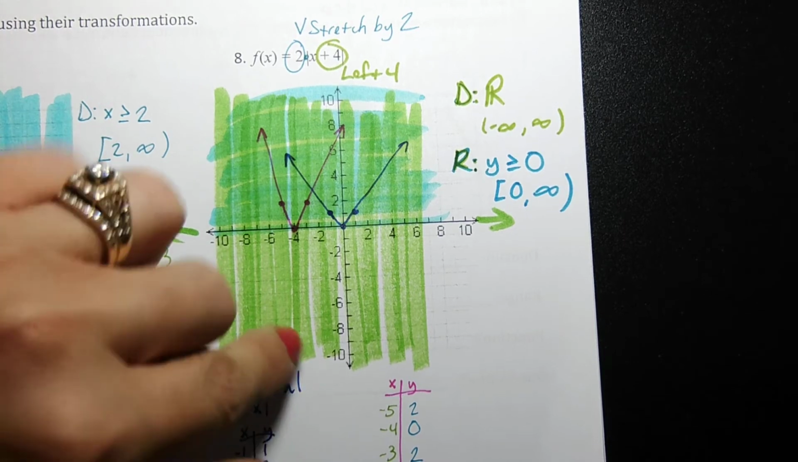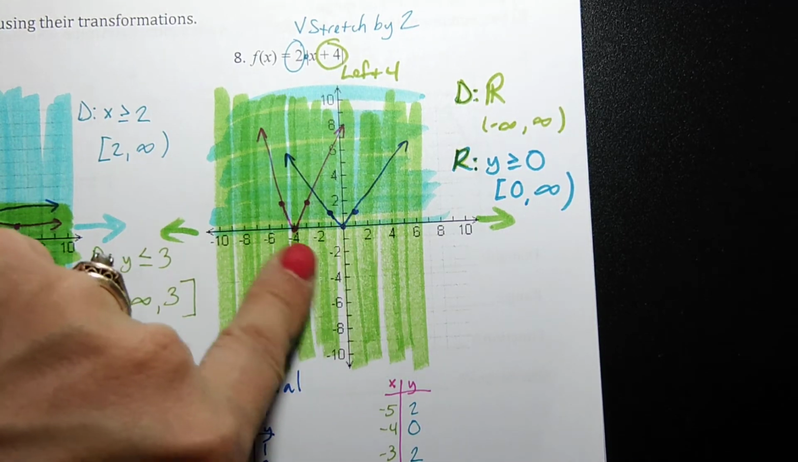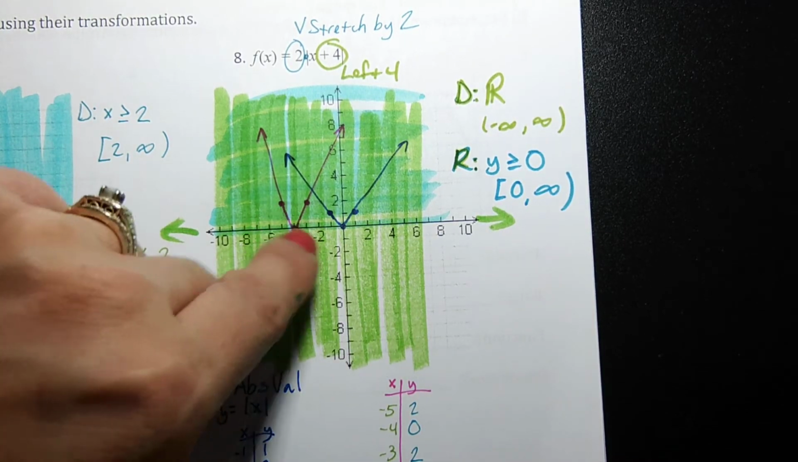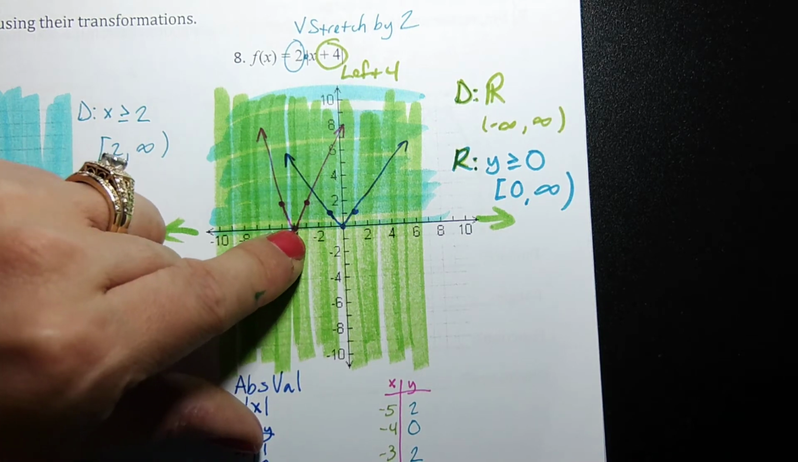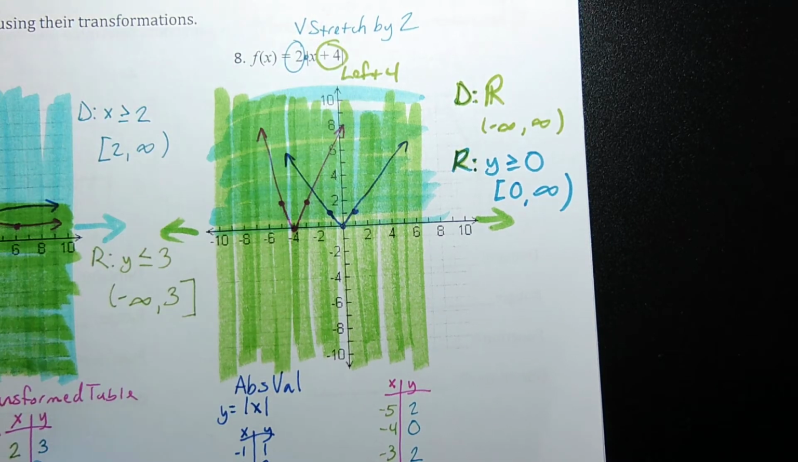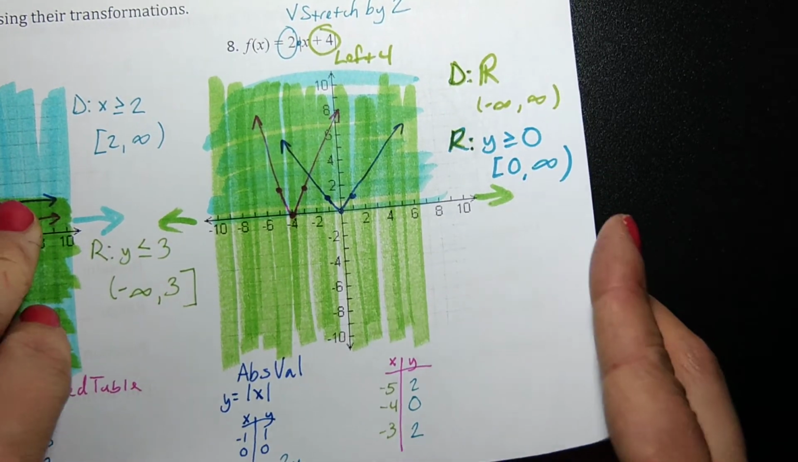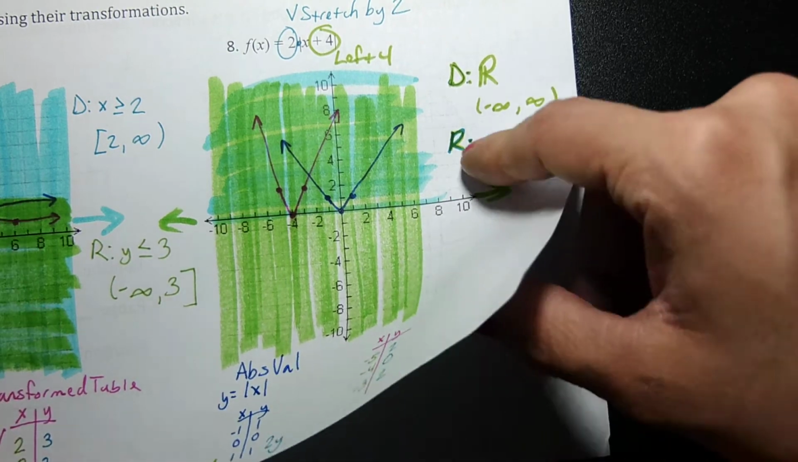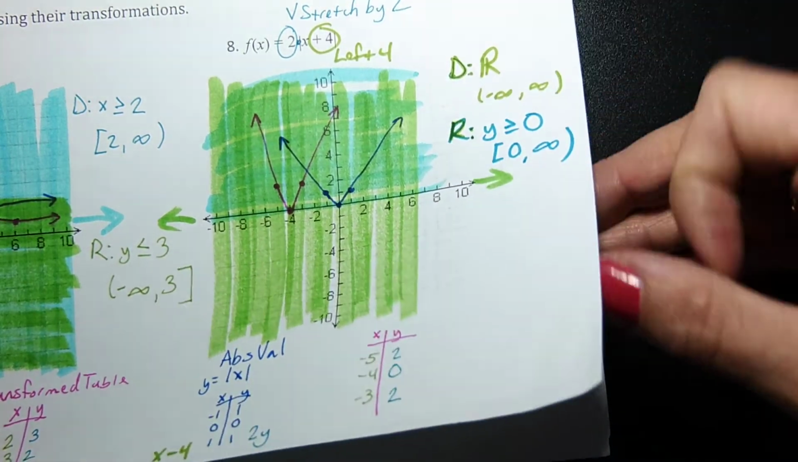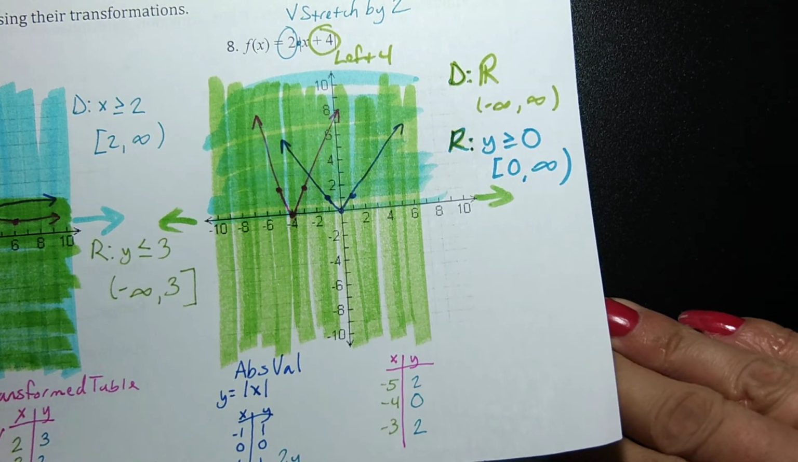Now the range, we never get to any y values below that vertex. So our y values start at 0 and we are covered going up. So y greater than or equal to 0 or bracket 0 infinity. How'd we do on that one? Raise your hand if you were exact on the money or pretty close. That was pretty close. All right, turn the page.